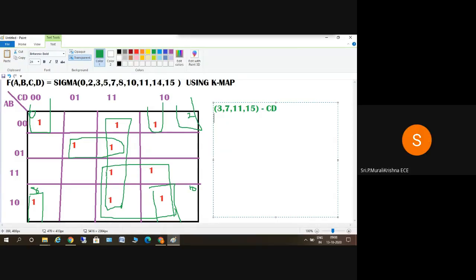And coming to this one, 0, 2, 8 and 10. So we'll form another quad. So what is it for 0, 2, 8 and 10? It is B bar D bar. So the main concept is row term into column term.